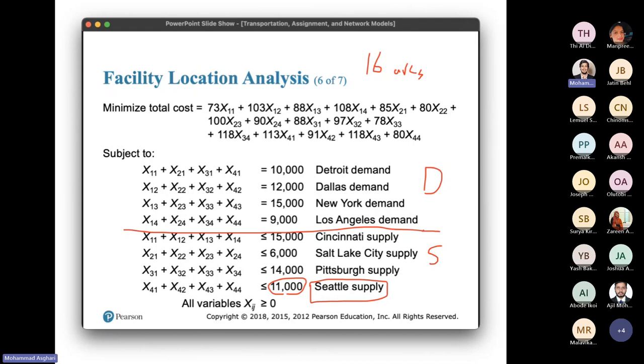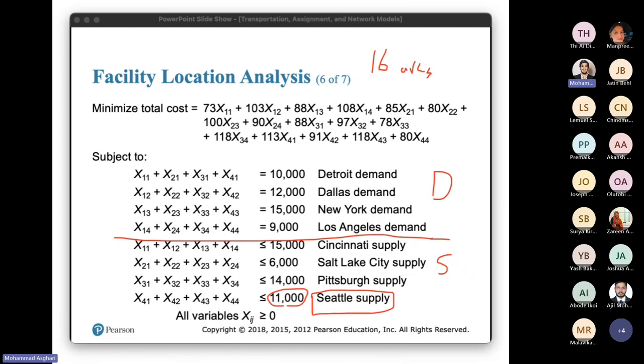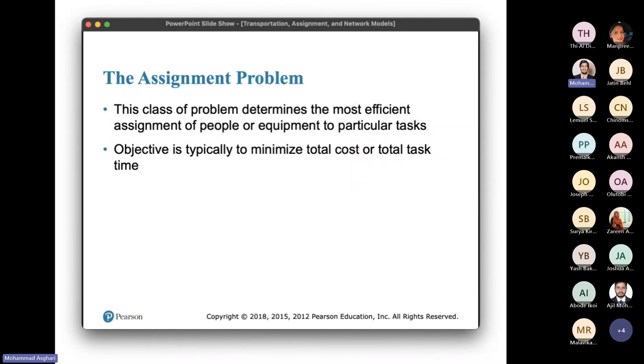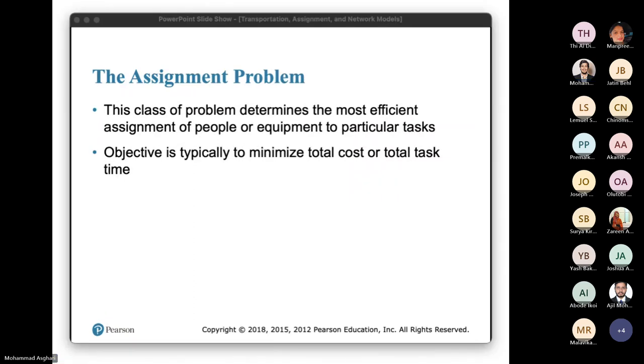Okay, do you have any questions? No? Good. So the next two problems, assignments and transshipments, are exactly the same as the previous one, the transportation problem, with some minor changes. Let me show.